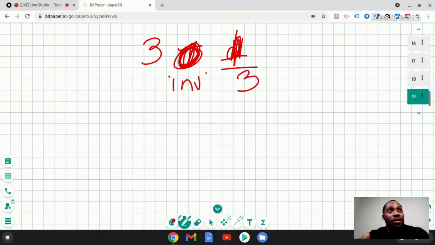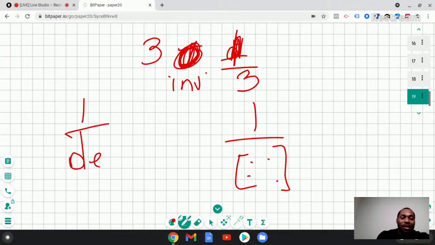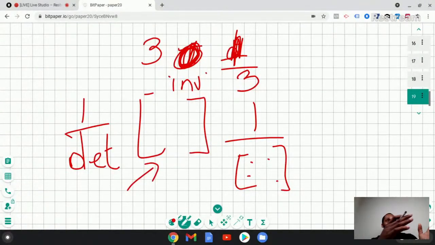But in matrices, it doesn't work like that. You don't have 1 over some matrix. It doesn't work that way. That's not what they call the inverse. What they call the inverse is 1 over the determinant of the matrix, and then you're going to do some tricky stuff to this matrix right here. You're going to change the sign of certain things, and some of the stuff you're going to change their place.